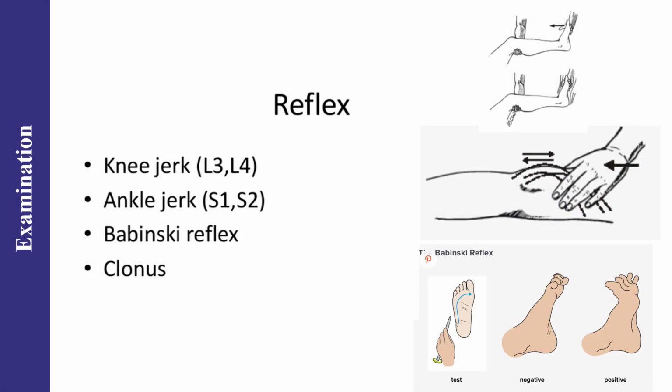Next comes the reflexes. Knee jerk will be diminished in an L3 and L4 lesion. Ankle jerk in an S1, S2 lesion. Babinski reflex and clonus show that it's not a lower motor neuron type of lesion, it's an upper motor neuron lesion.